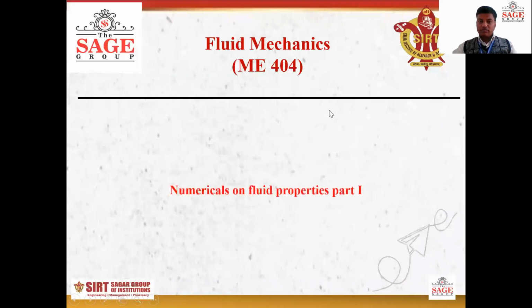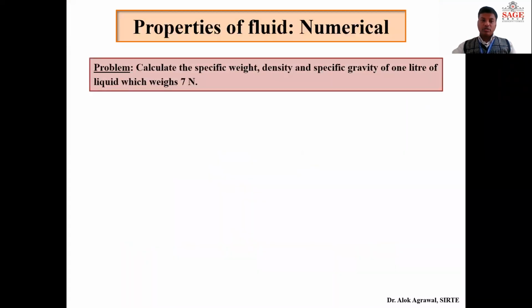So in the last lecture we have seen the four important properties associated with fluid, that is mass density, weight density, specific volume and specific gravity. So in this lecture we will see a few numericals related to those properties. So let us start with the first numerical.